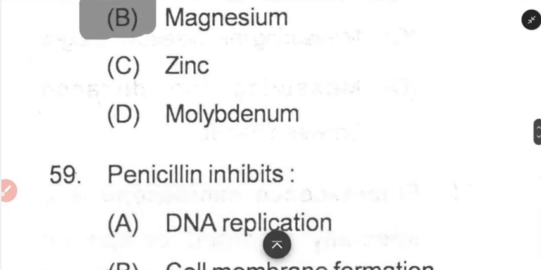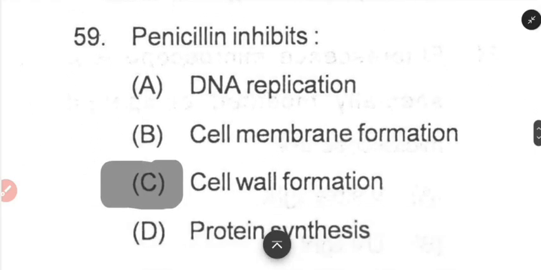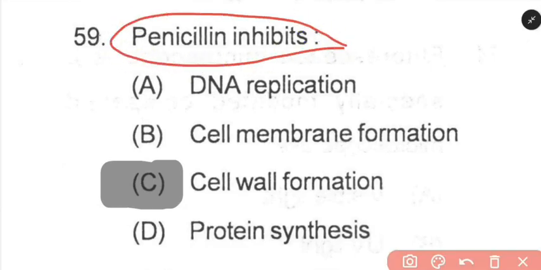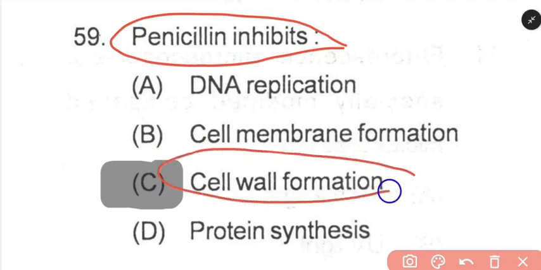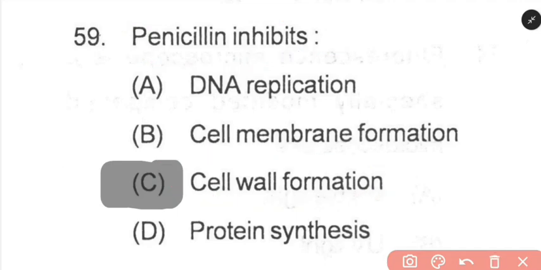Next question. Penicillin inhibits what? Cell wall formation. When we take penicillin, it will inhibit the cell wall formation of the causative organisms which cause disease in our systems. So what will happen? The cell wall will not be formed, and hence the causative organisms will not be able to grow. That's why penicillin is an antibiotic.